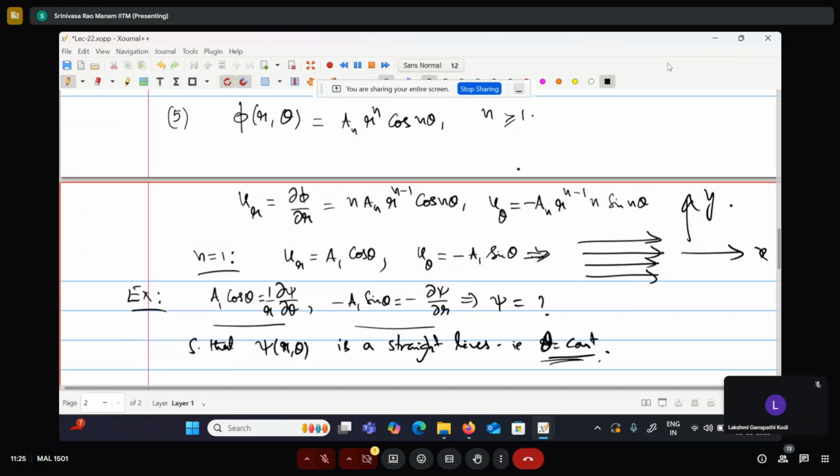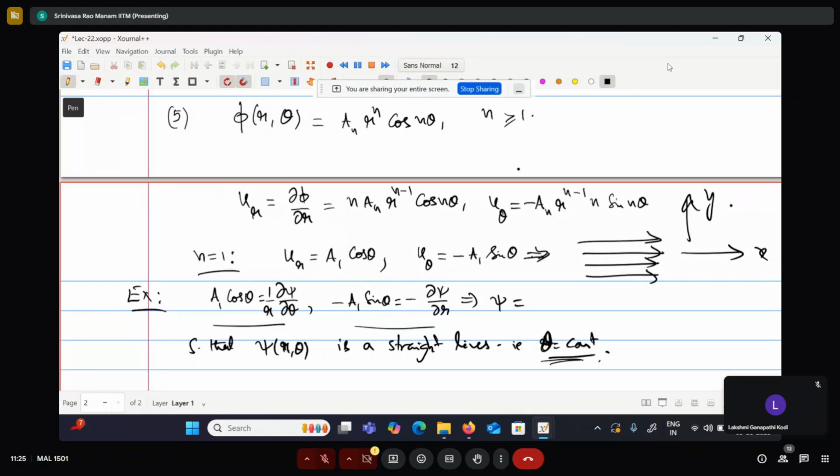So what is this one? Psi equal to, what are the psi lines? Y equal to constant, right? So whatever, now we can replace immediately. So what is psi equal to? What is psi in polar coordinates?